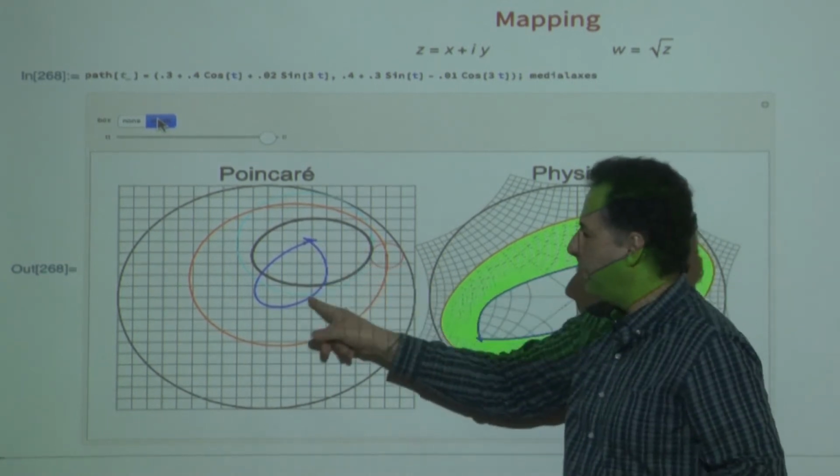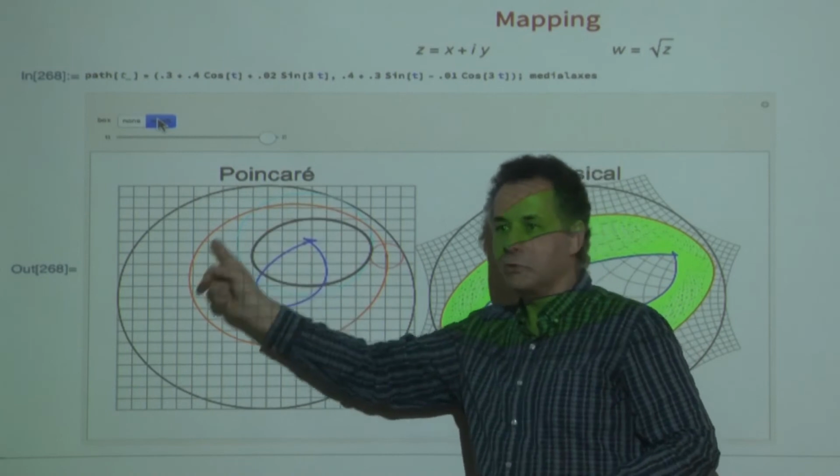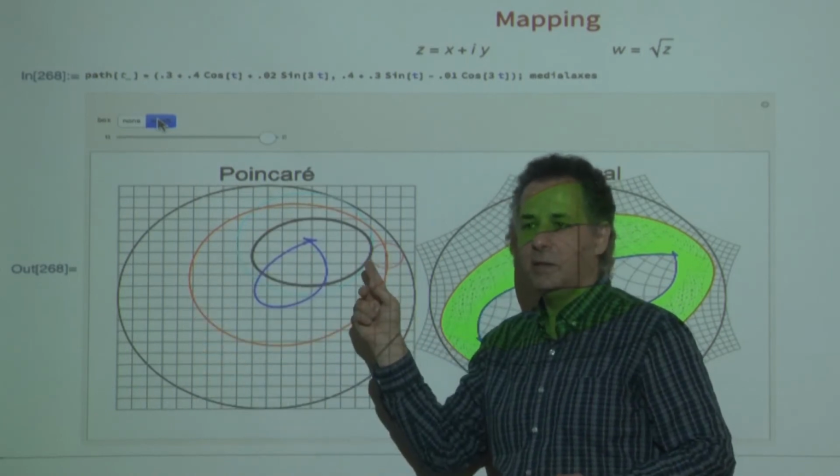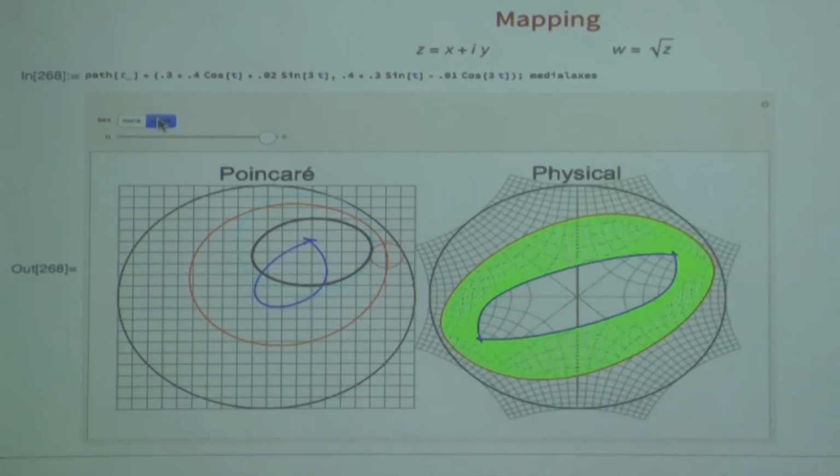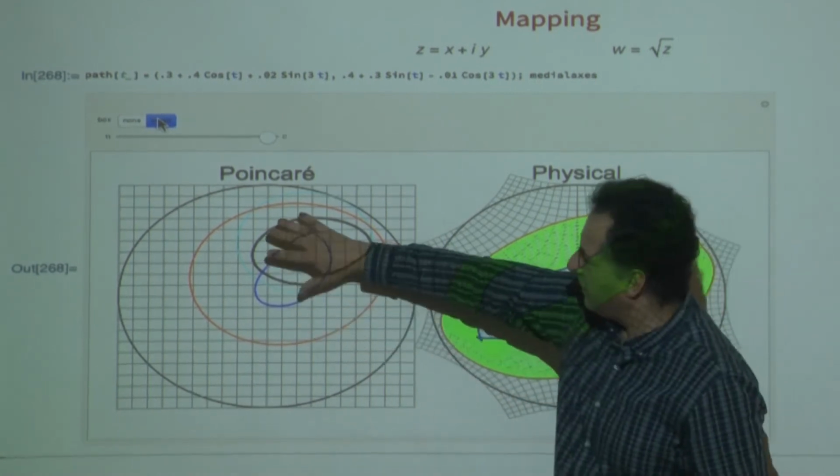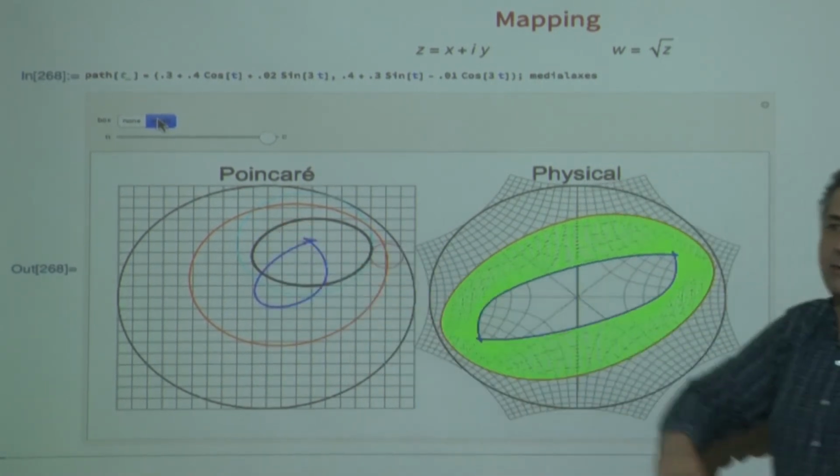And I map these two curves, these two medial axes. They are the caustics of the beam. So the path on the Poincare sphere is encoding somehow the brightest parts of the beam. The structure of the beam is hidden in this curve.